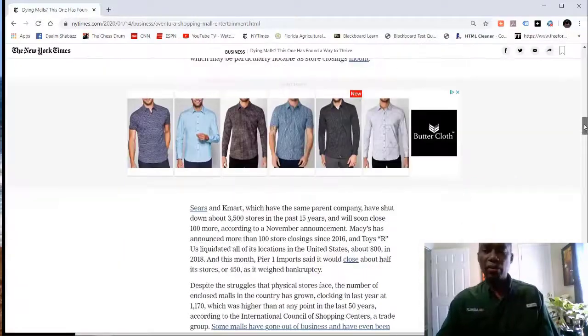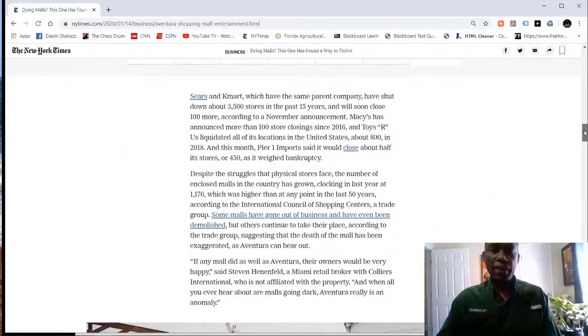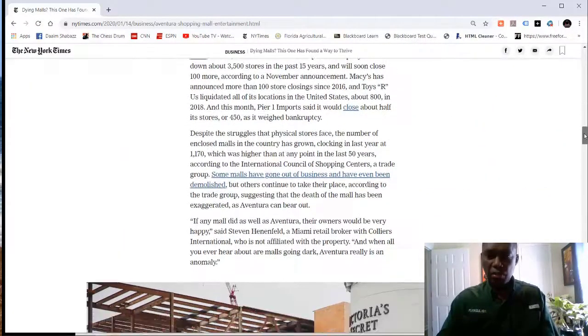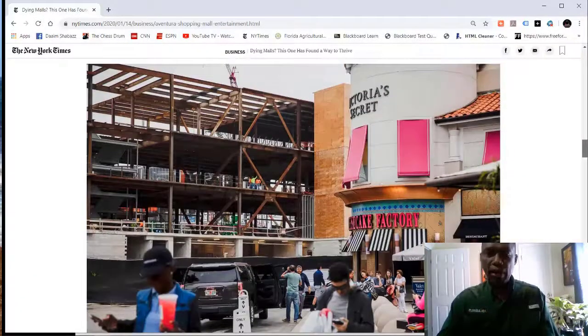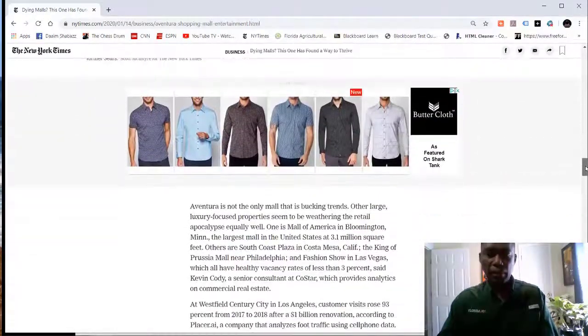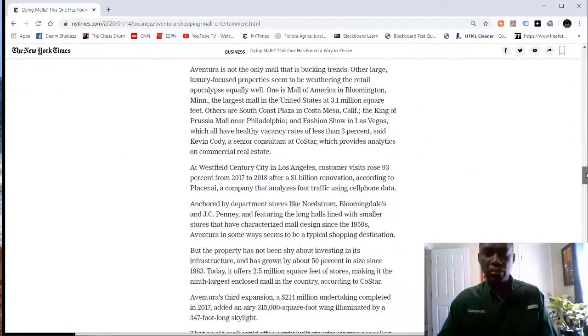And of course, as the other article said, you can get all types of services at these malls. And then you have the pop-up shops. By the way, Victoria's Secret, that's a specialty shop, and the Cheesecake Factory, I understand, is having trouble. It's having problems now, and may be considering bankruptcy.